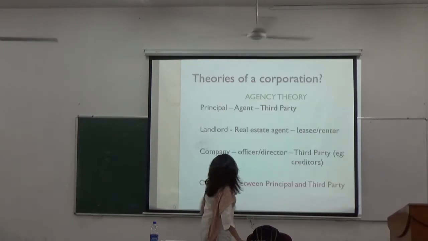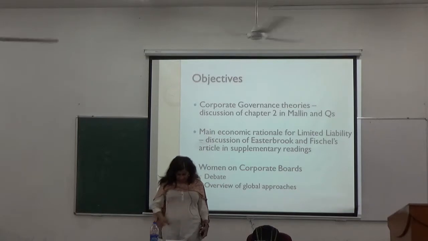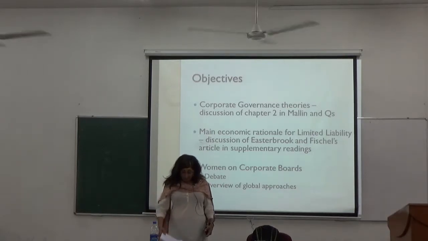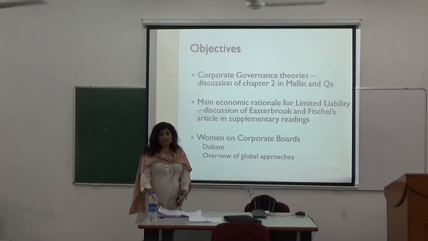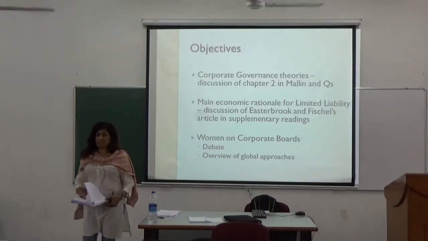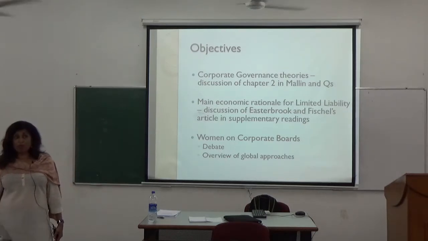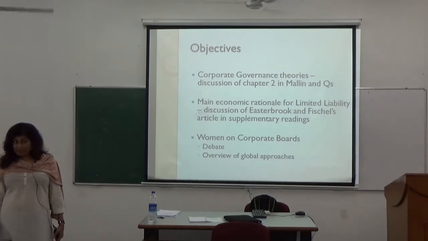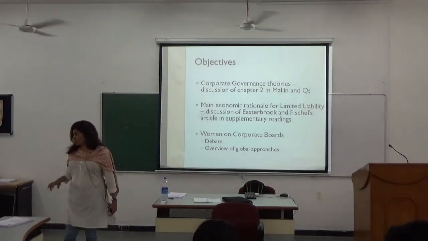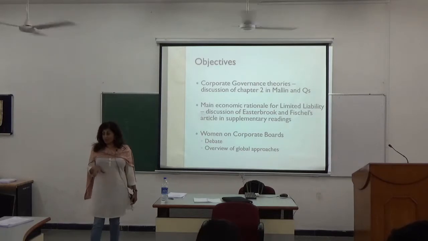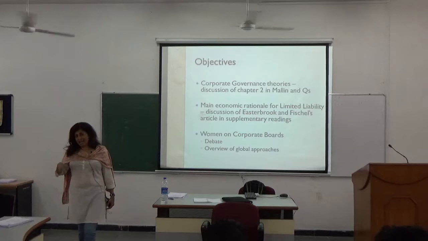Let's have a look at this particular chapter, which is talking about the different types of theories that can be used to understand a corporation. So I'm looking at Mallon from the main reading list, chapter 2 of Mallon's textbook, where she looks at the theoretical aspects of corporate governance. So how do you actually understand corporate governance?